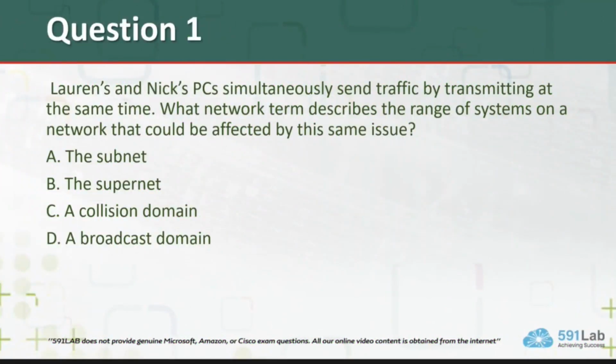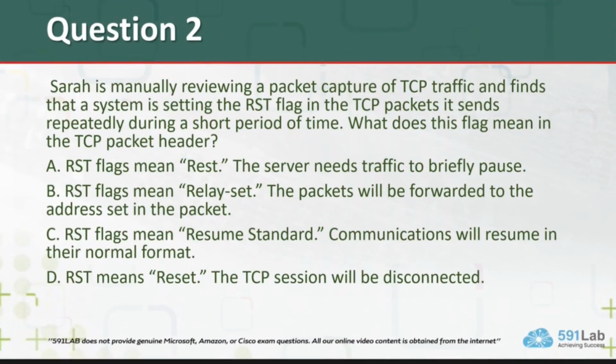So first question, Lauren and Nick PCs simultaneously send traffic by transmitting at the same time. What network term describes the range of systems on a network that could be affected by this same issue? Right, next question. Sarah is manually reviewing a packet capture of TCP traffic and finds that the system is setting the reset flag in the TCP packet it sends repeatedly during a short period of time. What does this flag mean in the TCP packet header?